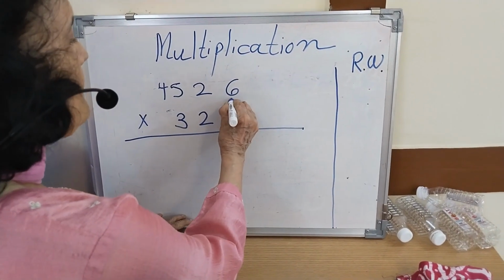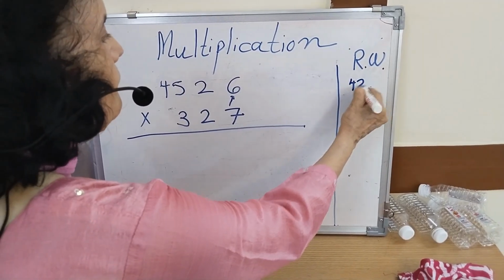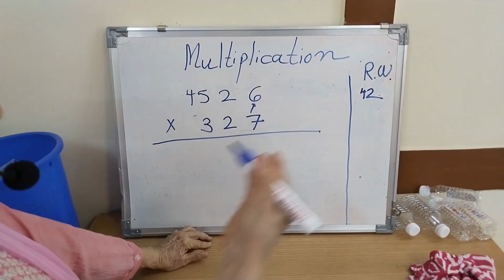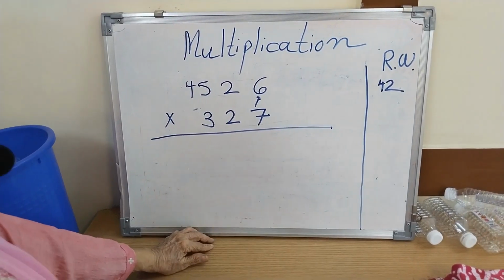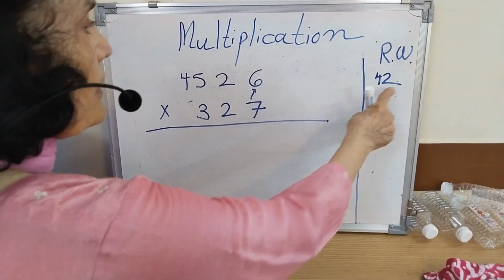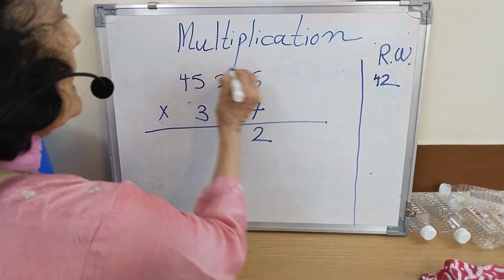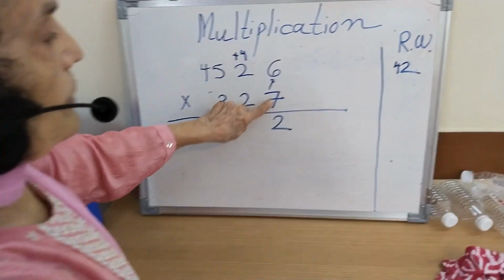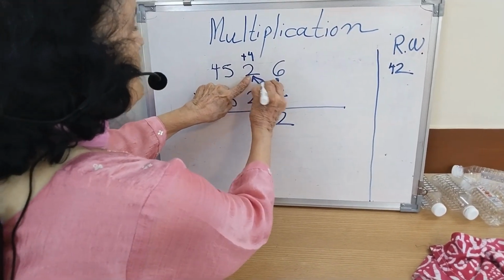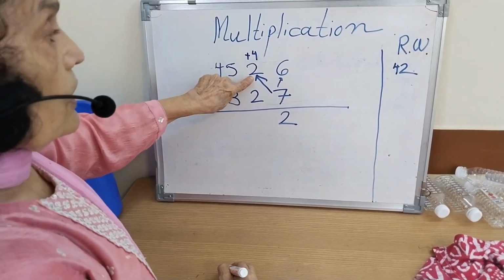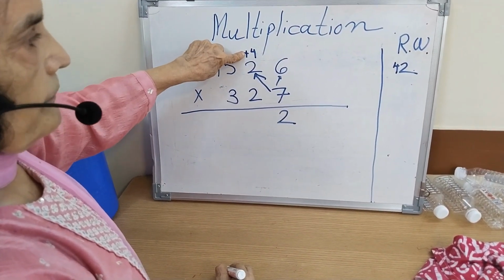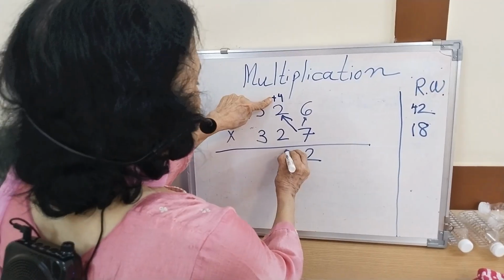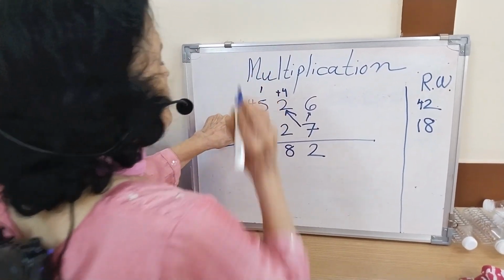7 6s are 42. I know my tables up to 10 very nicely, and that is why I can come to this particular answer. So out of 42, 2 will go here and plus 4 will go here. Now we are going to multiply this number with this one. 7 2s are 14. 14 plus 4 is going to make 18. So 8 goes here and 1 goes here.